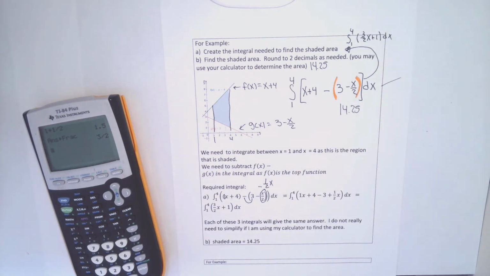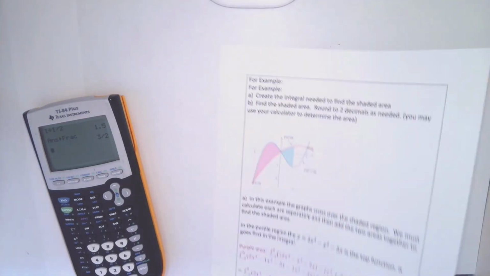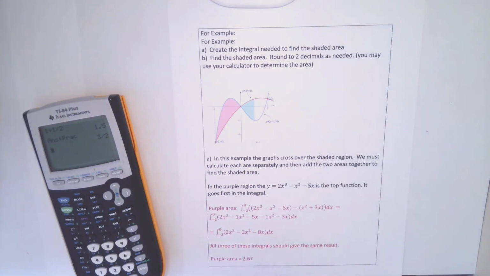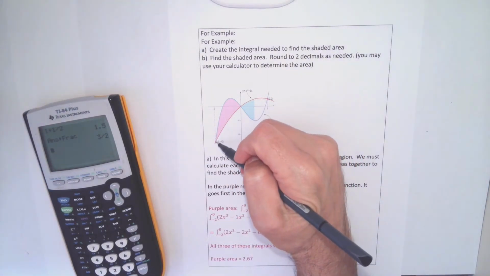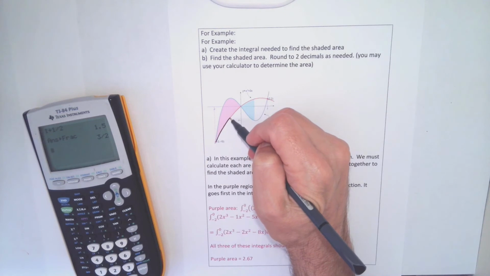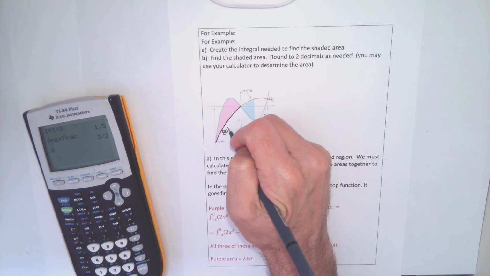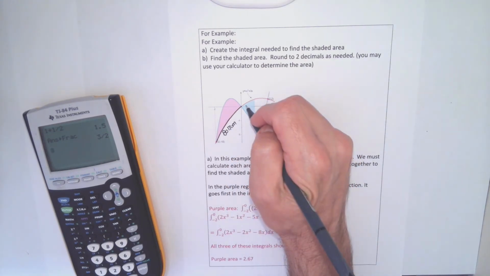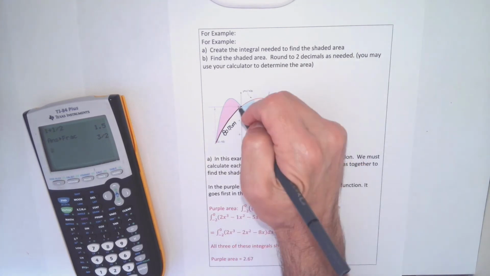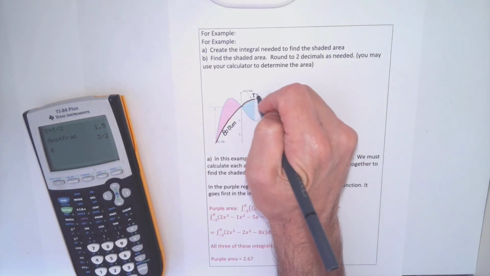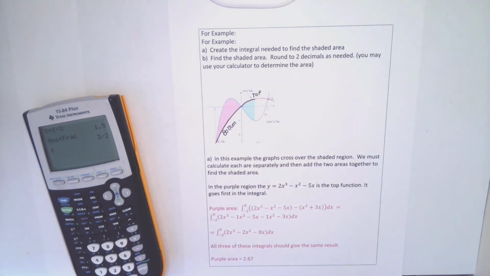There's one twist to this, and the twist is if the graphs cross in the shaded area. Here's another image I took from Google because I liked it better. So if I want to find this area, there are two functions. There's this function here that at first is on the bottom of the two functions, and then after it crosses, it winds up on the top. So I'm going to need to find two separate integrals.